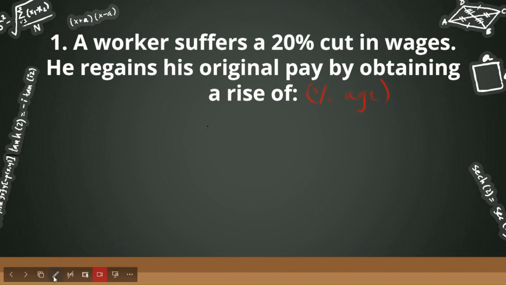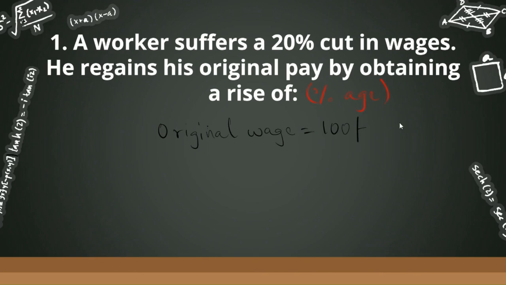So let us consider the initial amount as x. So original wage, let us take 100. Let us consider the x as 100. Okay, so now let's continue the operations of the rupees 100. So the worker suffers a 20% cut in wages. So wage after cut will give 100 minus 20% of 100. So that should give us rupees 80.